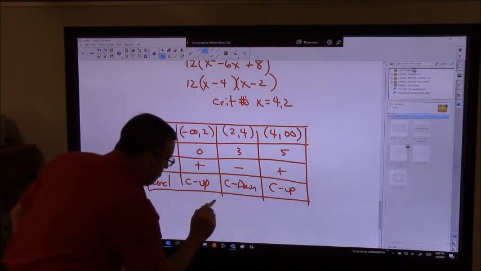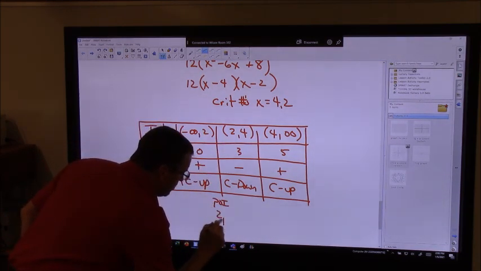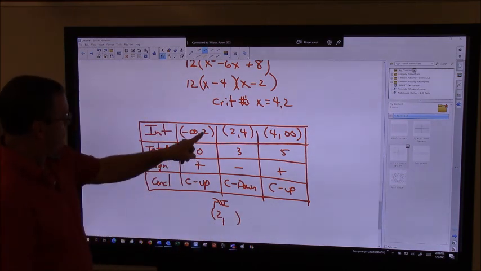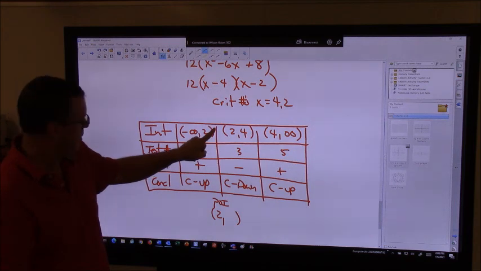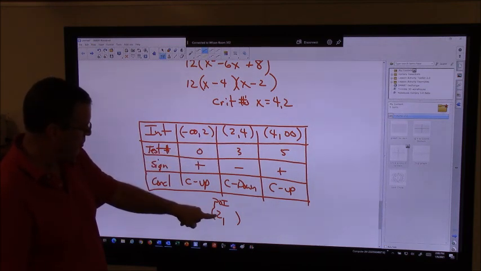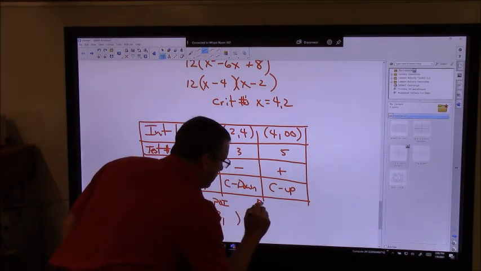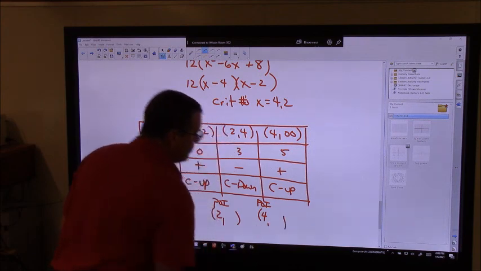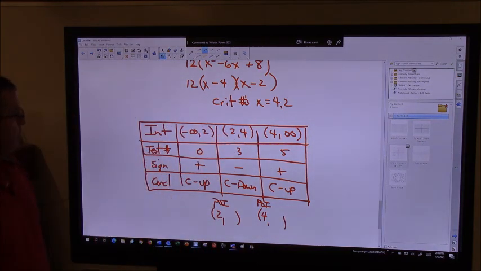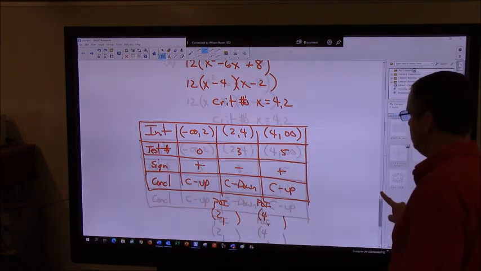So there will be a point of inflection at 2 comma something, right? Since our concavity changed, we have a point of inflection here at 2. I'm going to have to plug that back into the original function to see what my y value is. And there's also a point of inflection at 4 comma something. All right, so let me go back and plug those numbers into my original equation.